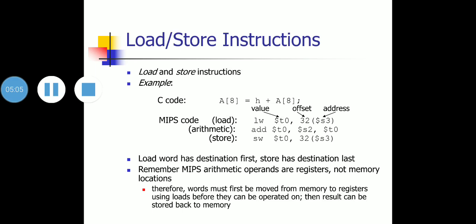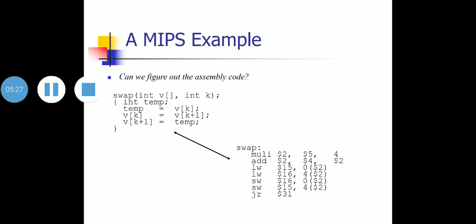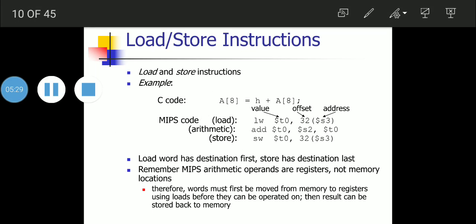Since MIPS comes under byte addressing, every 32 bits is divided into 8 bits. So a of 8 means 8 into 4, so the offset is 32, and we need to specify the starting address of the array. Here we have assumed that the starting address of the array is in the register $S3.